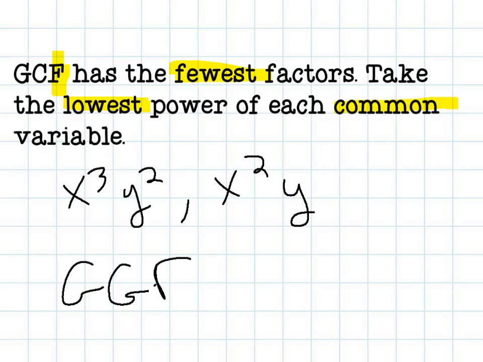So the GCF is going to be x to some power and y to some power. Well, according to the definition that we just gave you, we're looking for the lowest power. So we have x cubed, x squared. Well, x squared is lower, so let's take that power. When you look at y squared and y, the lowest power is y, because y stands for y to the first. So your GCF is x squared y.